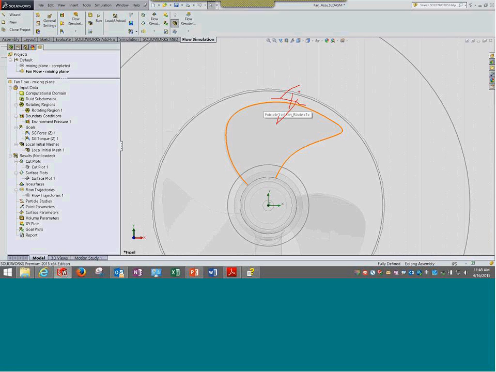Okay, it doesn't matter. Create the rotating region axis symmetrical as what is done in this example, and then any bodies which are coming inside, you can make them static, no issue.